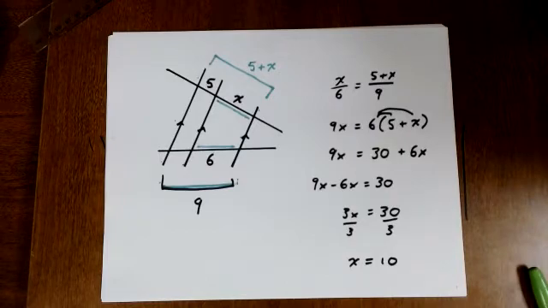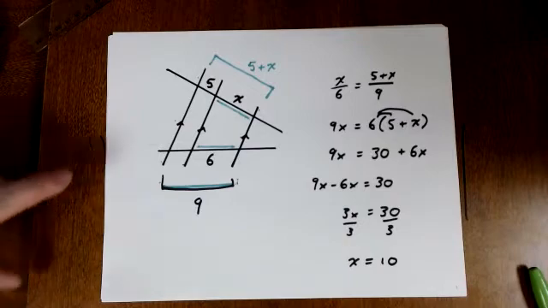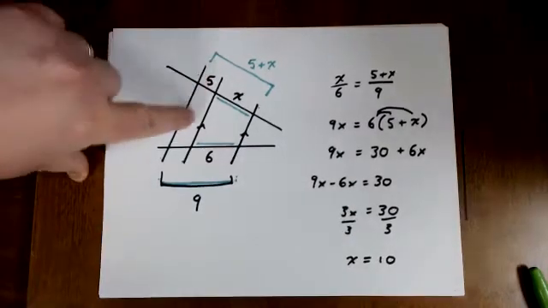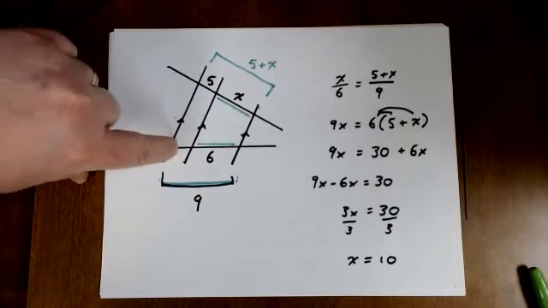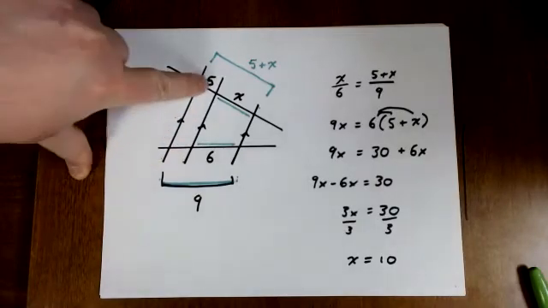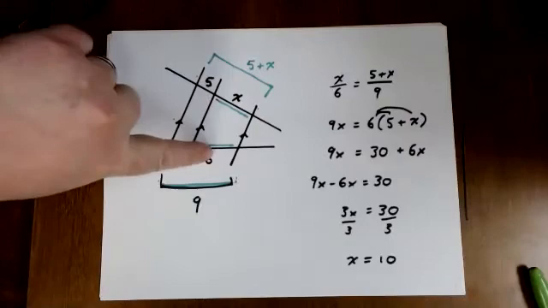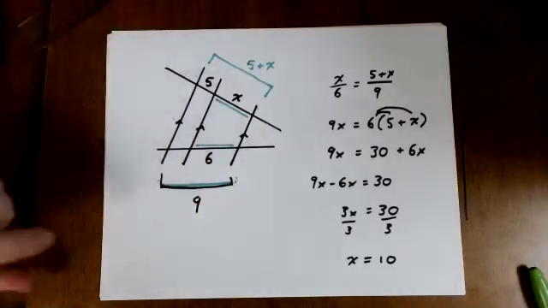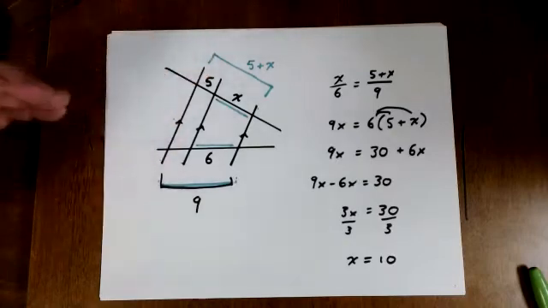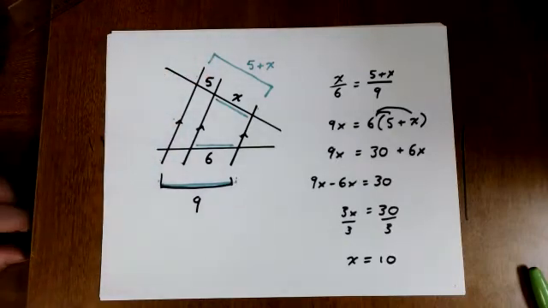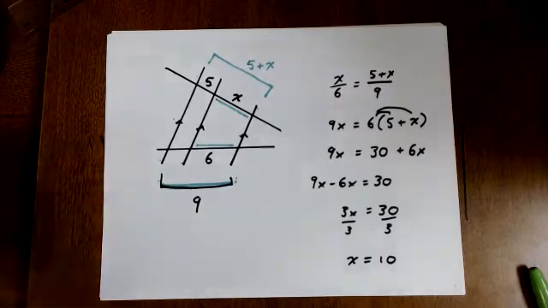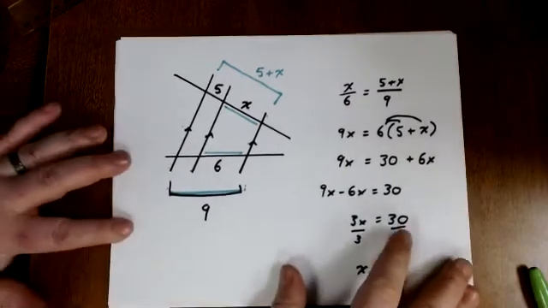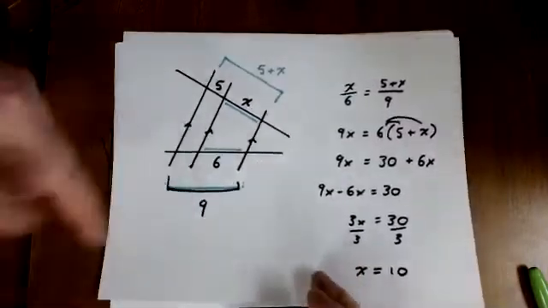And the trick that I was trying to show you was that the 5 goes to this space, which we already a few minutes ago figured out was 3. 5 goes to 3, x goes to 6, 5 plus x goes to 9. Pieces match up, and that's how you make your proportions. So this next example that we're going to do, you need this kind of thinking.